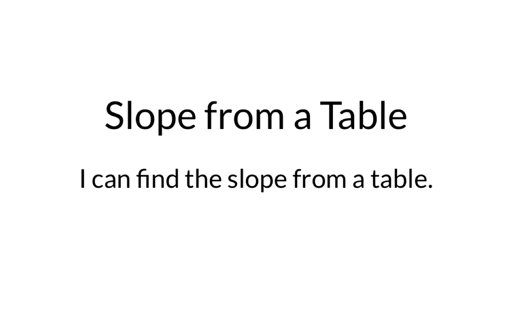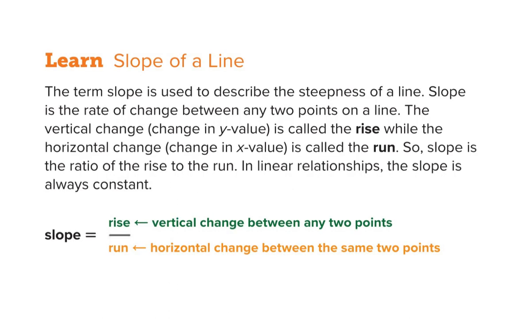Today we're going to look at how we can find the slope of a line from a table. As we know already, the slope is used to describe how steep a line is. It's the rate of change between any 2 points on a line. And we're always looking at it as a ratio of the rise, which is that vertical change, over the run, which is the horizontal. And since these form lines, the slope will always be constant.